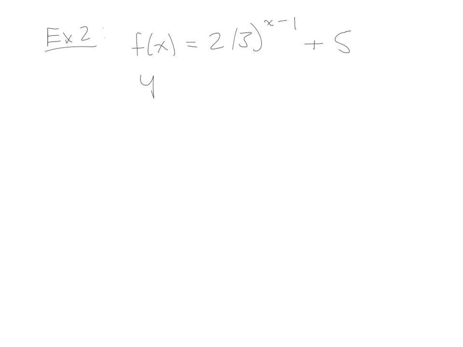So, same procedure, replace f of x with y. Then I want to isolate the exponential expression, the 3 to the x minus 1. I want to get that by itself. So I'm going to subtract 5 from each side, and then divide by 2 on each side.